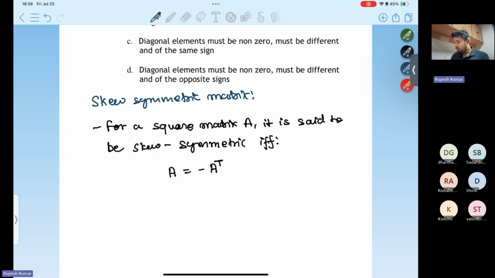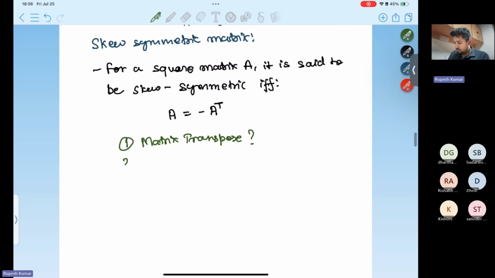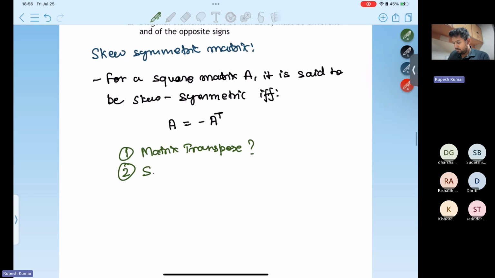And for this, you need to know a few things. The first one is what is the meaning of matrix transpose, right? What is a matrix transpose? And the second one is what is a square matrix, right? So the orders are reversed. First, you need to know what is a square matrix, and the second one is what is the meaning of matrix transpose, right? So yeah, let's start.